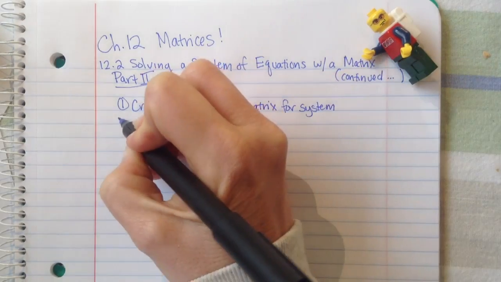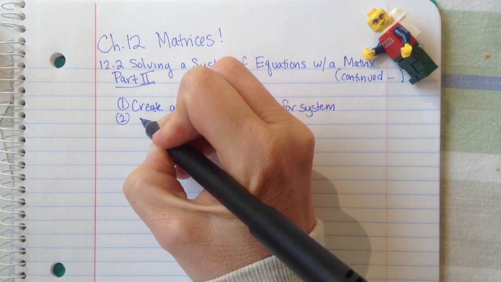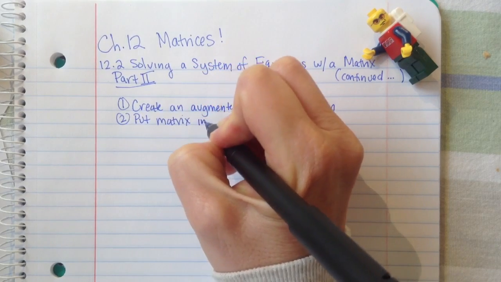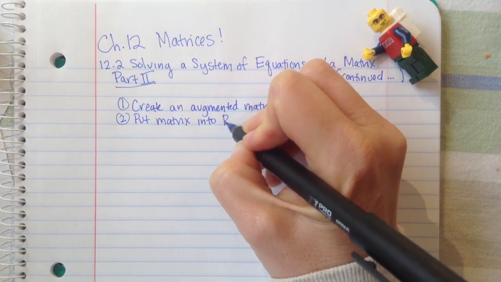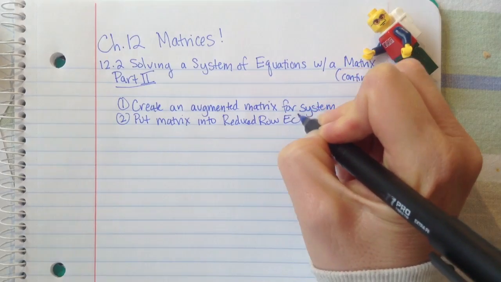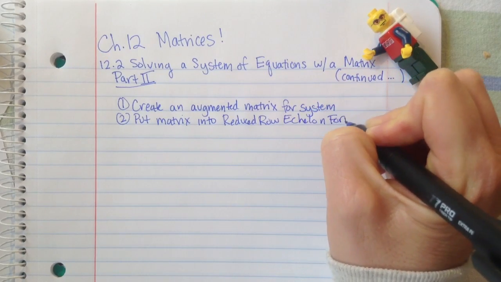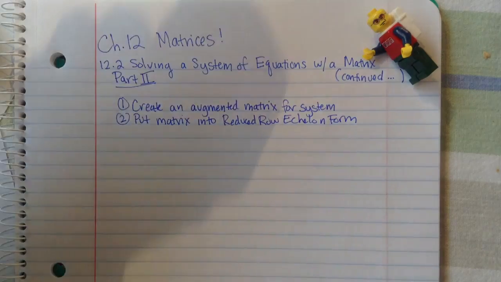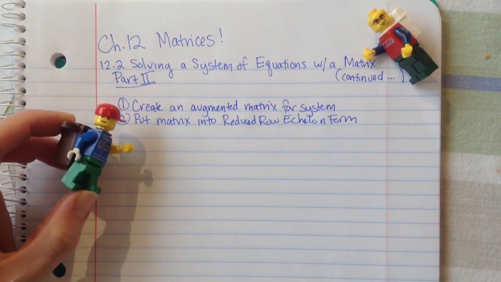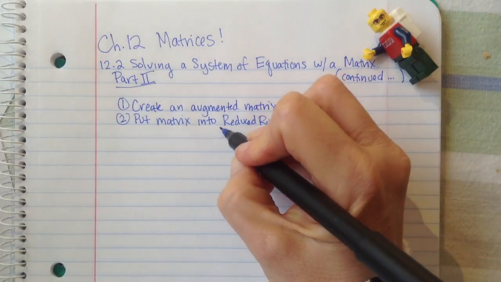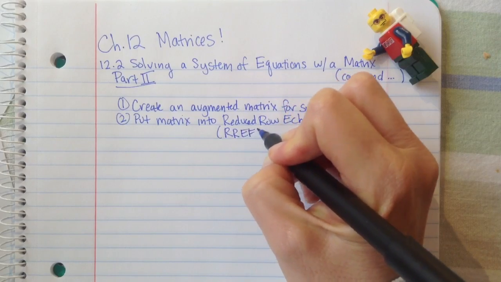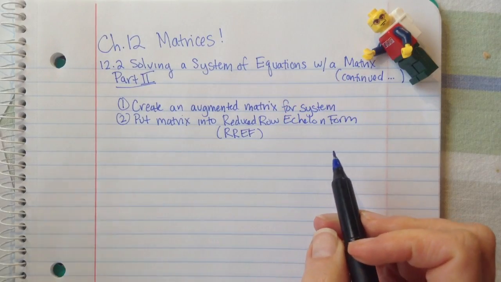And then step 2 is going to be to take that matrix and put it into what is known as reduced row echelon form, which is a mouthful and kind of a lot to write and to say. Is there a way we can write that shorter, Miss Ryder? There sure is. Instead of writing this all out, we're just going to call it RREF, which stands for Reduced Row Echelon Form.